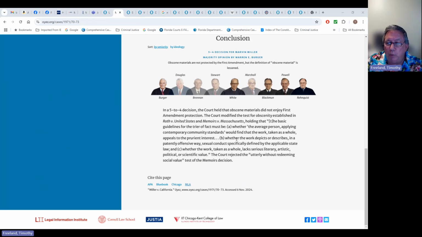Secondly, whether the work depicts or describes, in a patently offensive way, sexual conduct specifically defined by the applicable state law that we're talking about. And number three, whether the work taken as a whole lacks serious literary, artistic, political, or scientific value, utterly without redeeming social value, as part of the test. All of these things are pretty slippery in terms of how you go about defining them. But let's get back to this contemporary community standards thing, because that's the most interesting part of this test.